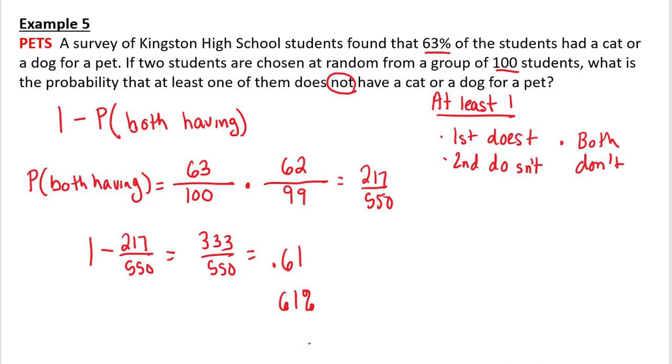All right. Okay, so that was your probability of mutually exclusive events.